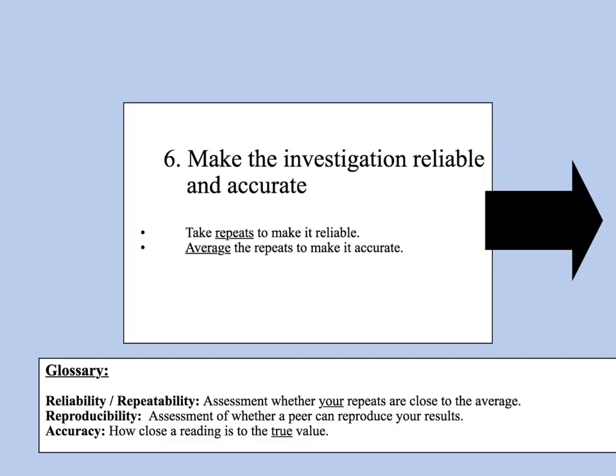Next thing, making an investigation reliable and accurate. I think even from year 7 people tend to know that you want to make an investigation reliable, you take repeats. But what a lot of people miss out is to make it reliable and accurate is about taking repeats, so you've done the same measurement 2 or 3 times, and then you take an average of those repeats. And that's about making it accurate. Again, we've got our glossary of terms at the bottom. You need to have a look at what these terms mean. But it's about taking those repeats and then averaging them. That's how you make it the reliable and accurate experiment.